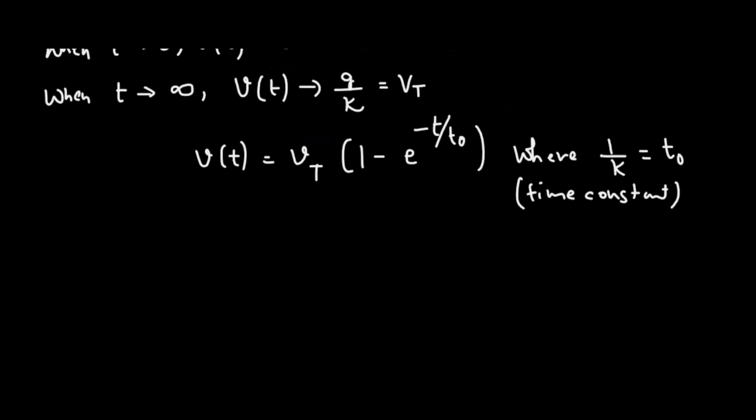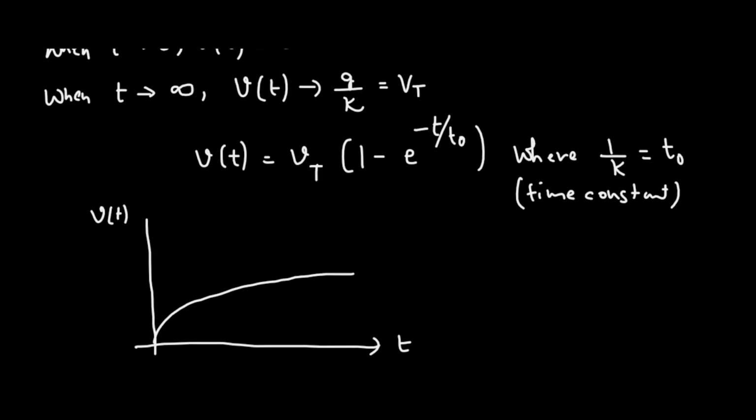So let's plot this. We are going to plot the velocity function with respect to time. At 0 we'll have v equals 0, and as time approaches infinity, it's going to plateau to a fixed value of vt, which is equal to g over k. And for this graph, the time constant will be 1 over k.